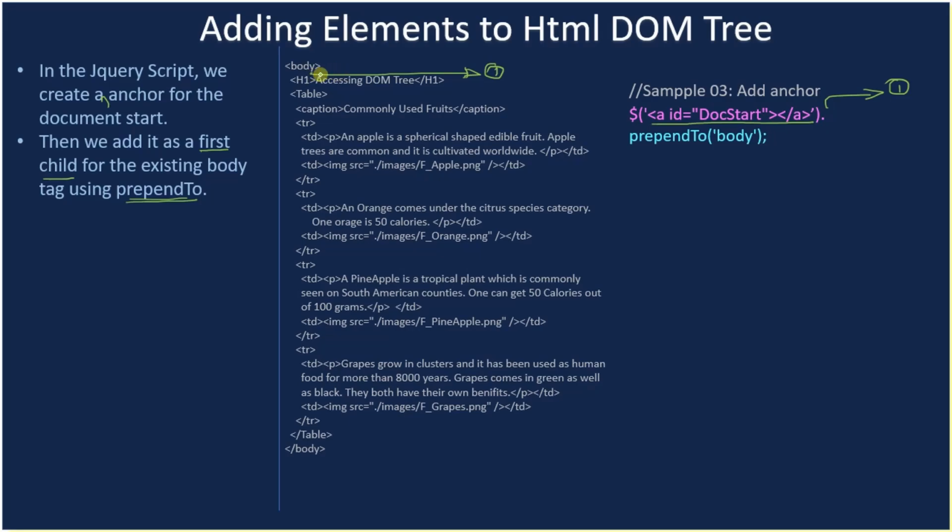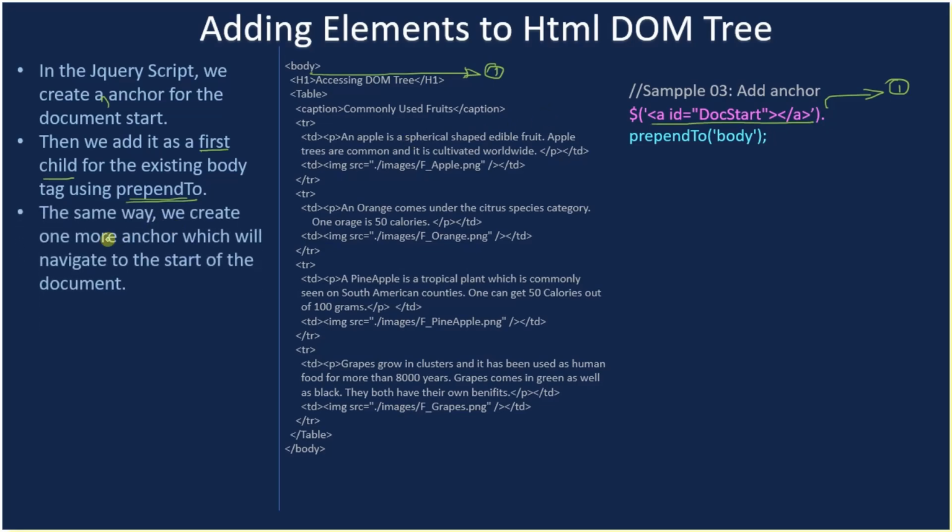So once the element is added, you will be seeing this anchor as a child of this body, because body is starting here and it is ending here. Inside, anchor element is placed. So anchor is the first child, h1 is the second child of the body, right? So we used the prependTo, and if you see, we added an anchor element at runtime to the document start, and we are referring that anchor with the id document start.